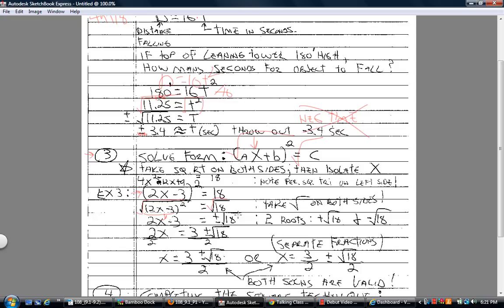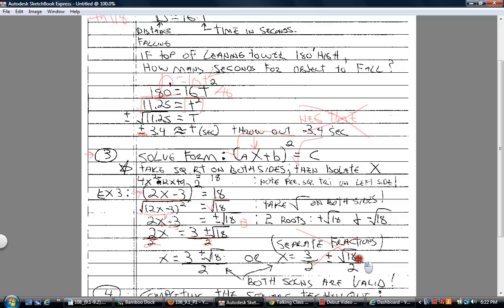Our goal is still to isolate x, so I'm going to add 3 to both sides, and there's where the 3 plus or minus square root of 18 came from. Then divide by the coefficient 2. My math lab likes everything under one common denominator, so stick with this form. Now you've got x equals 3 plus or minus the square root of 18, divided by 2.